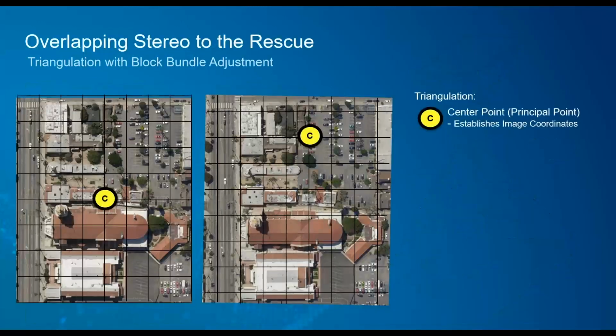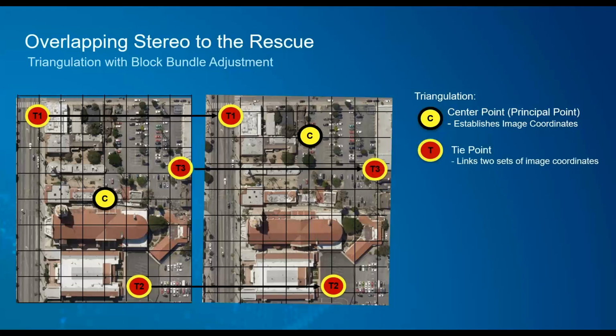So these are the different problems that you face. The way we can fix that is using overlapping stereo and triangulation. In this particular case, if you look at these two images, I found the center point for both of those images. And what I can do is start building a mathematical relationship with tie points.